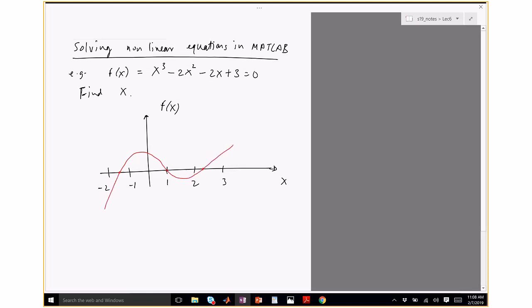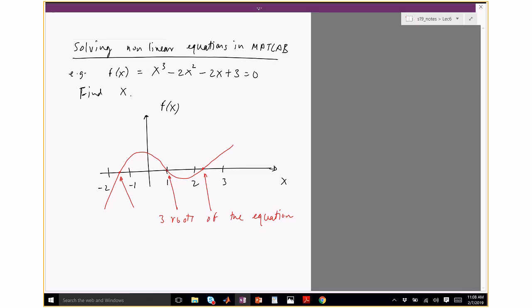So these are the three roots of the equation. If you put this in a graphing calculator, you can maybe eyeball the values, and then you have to iteratively get the exact value where f becomes equal to 0. In Matlab, we will actually not worry about graphing.